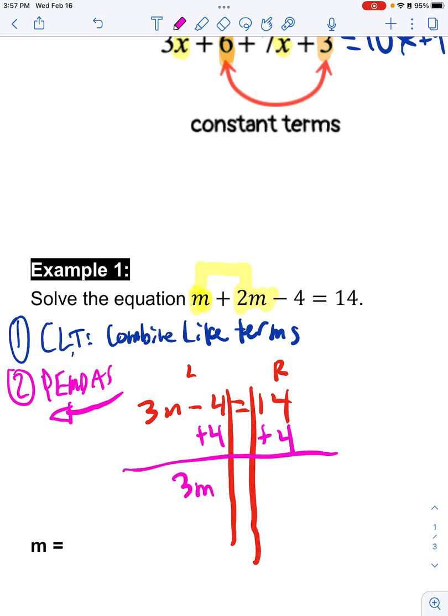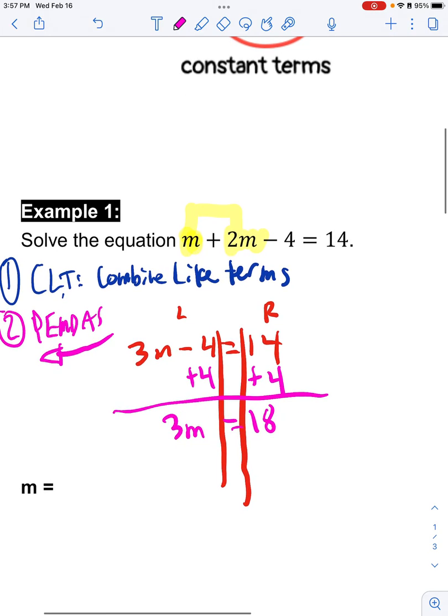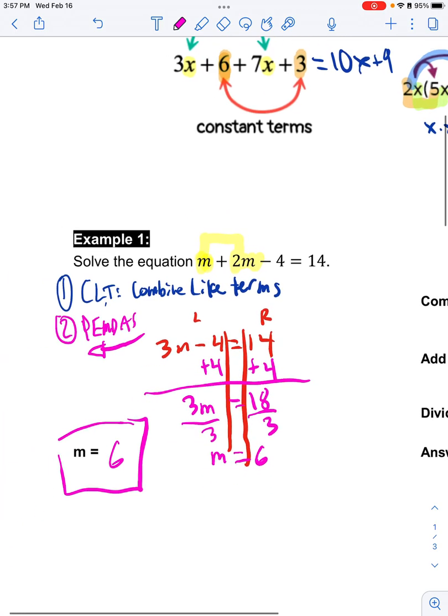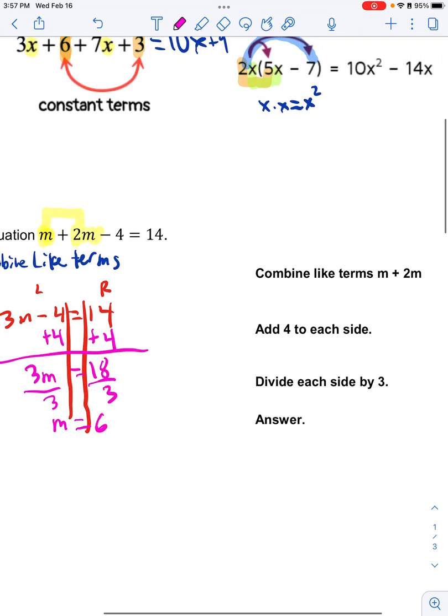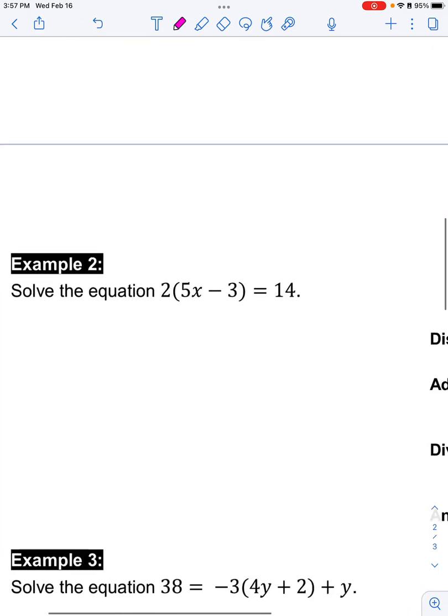So the first step is going to be adding or subtracting. So I'm going to add 4 on both sides. I'm going to be left with 3m equals 18. Now this says 3 multiplied by m. So to undo the multiplied by 3, I need to divide by 3 and get m equals 6.